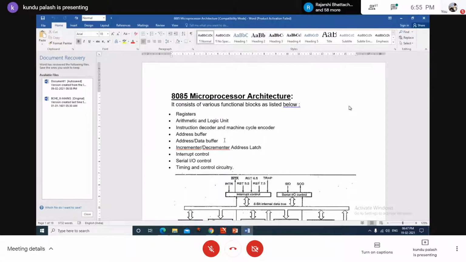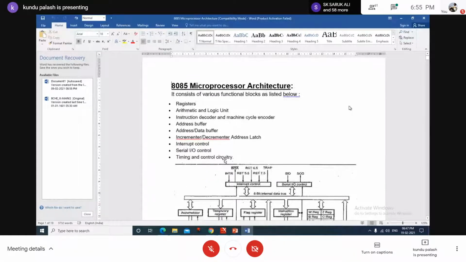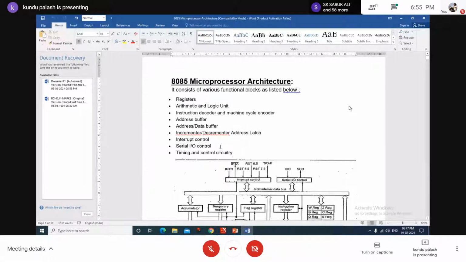Then incrementer, decrementer, address latch, and so on; these are special types of registers. Interrupt control unit, which is a big sequential logic circuit. Serial data IO control unit, a large sequential logic circuit, and the timing and control logic circuit. So these are the fundamental functional blocks or building blocks of the internal architecture of a typical 8-bit microprocessor.